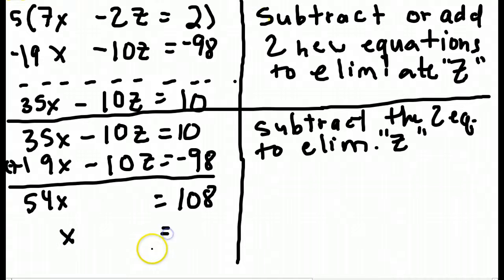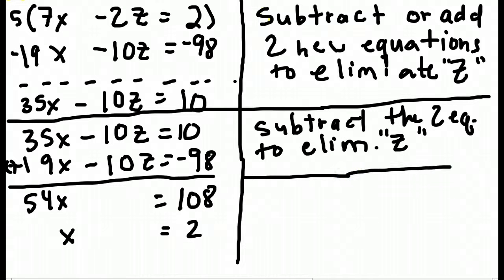Okay, so now we have 54x equals 108. X equals, how many times does 54 go into 108? 2. So we know our x value equals 2.